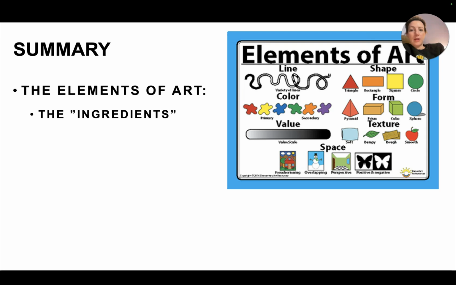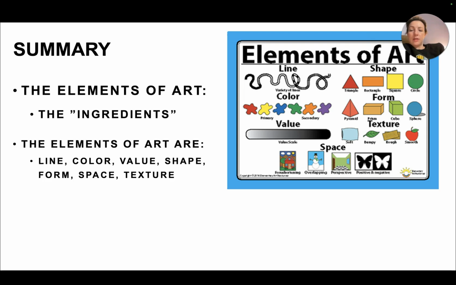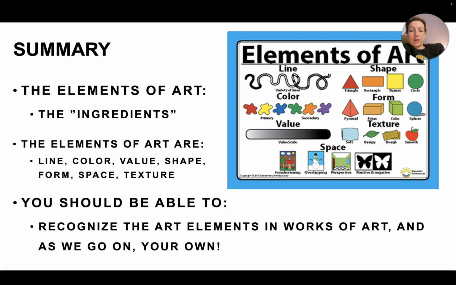All right, so in summary, the elements of art are the ingredients. The elements of art are line, color, value, shape, form, space, and texture. And you should be able to recognize the art elements in works of art and, as we go on, in your own. All right, so our next thing is to review the principles.